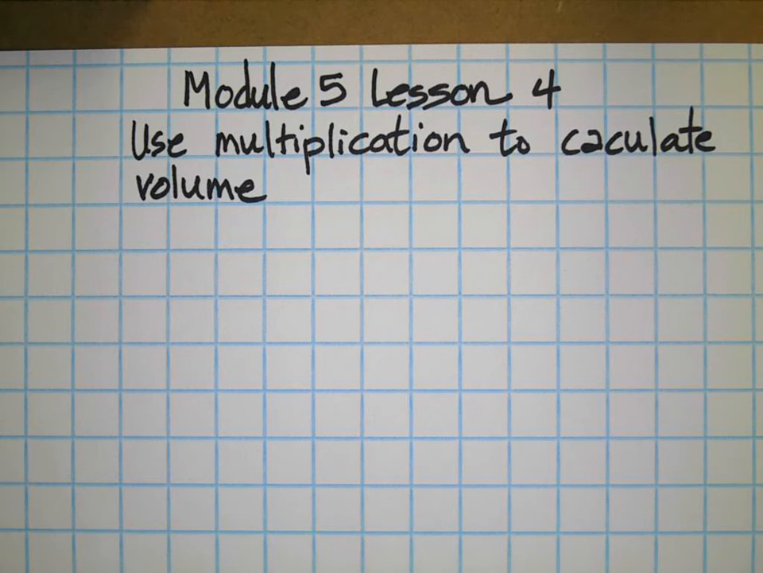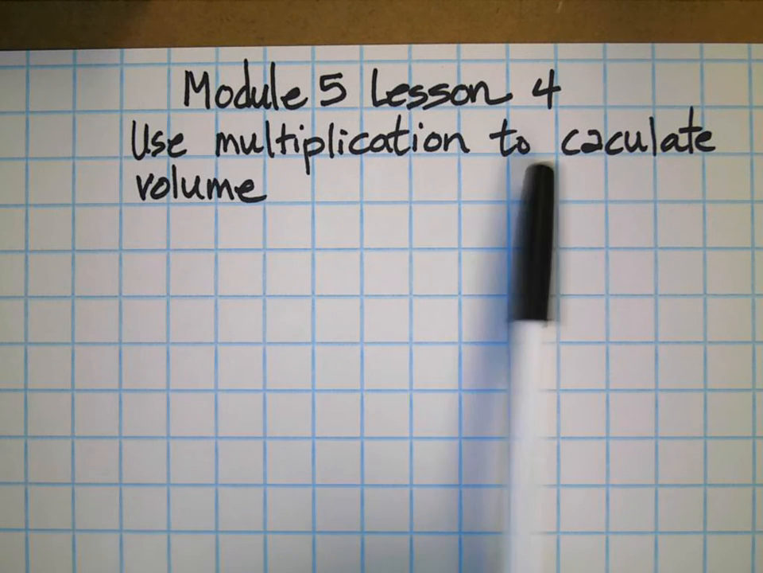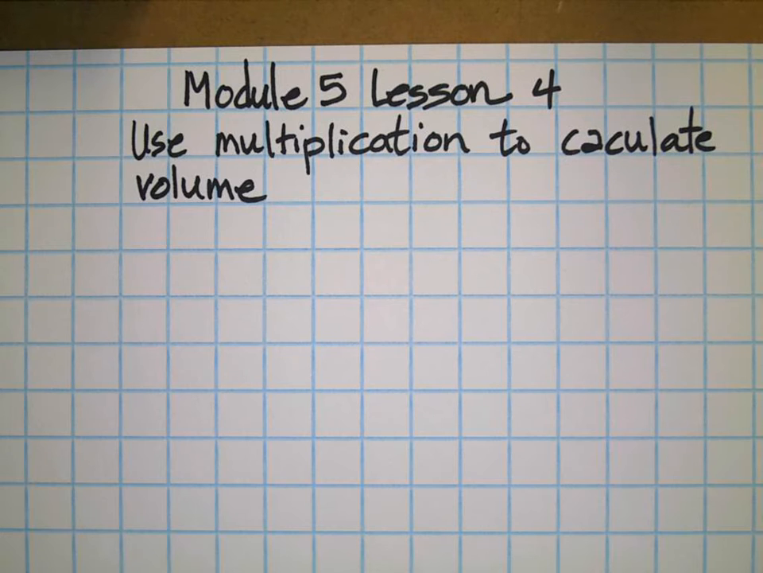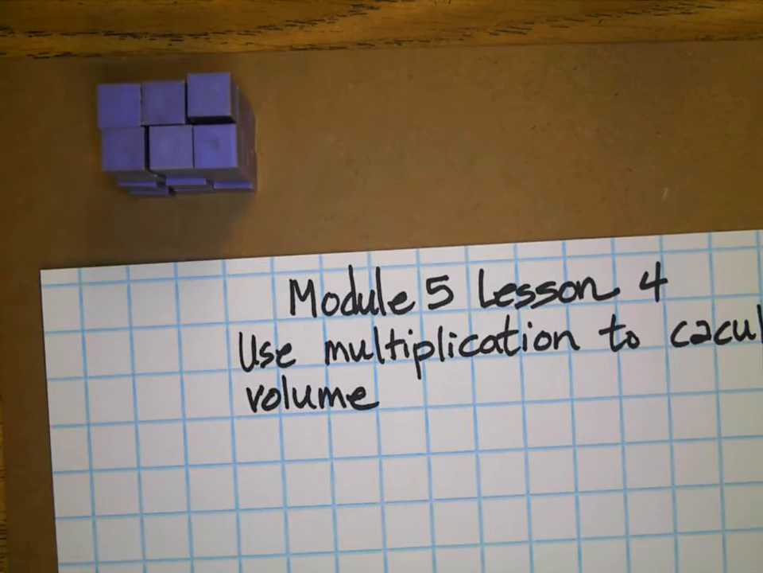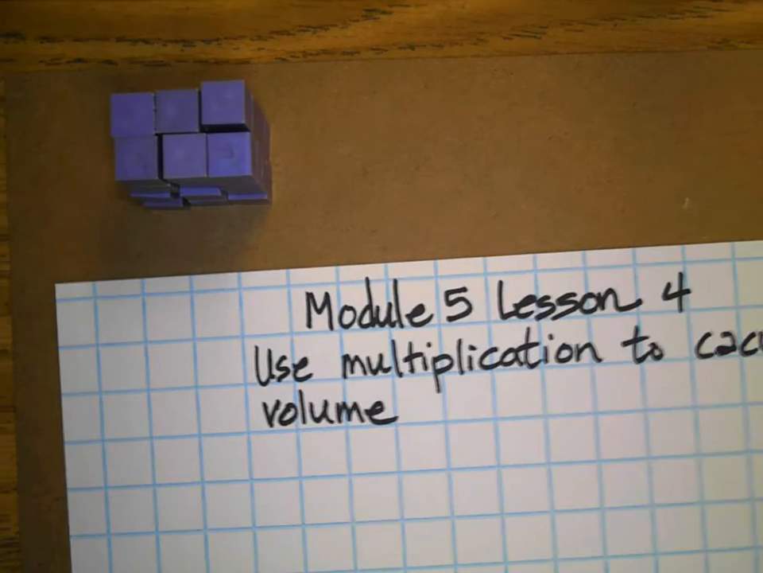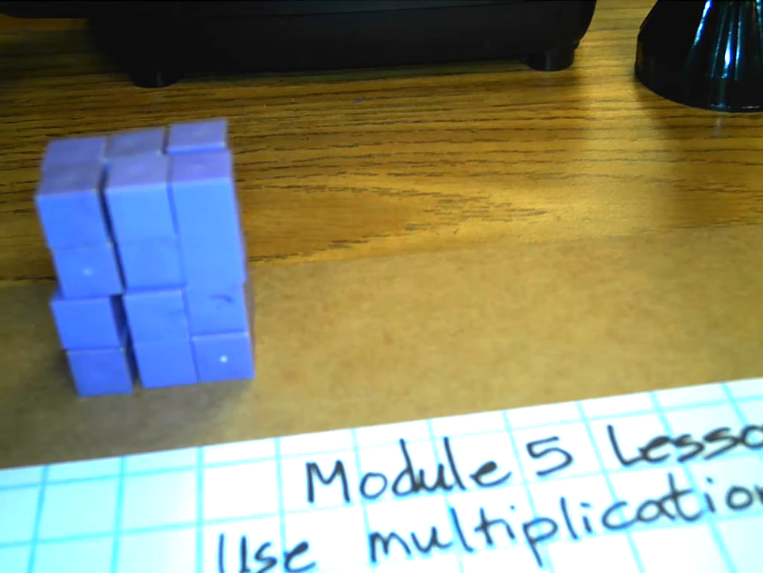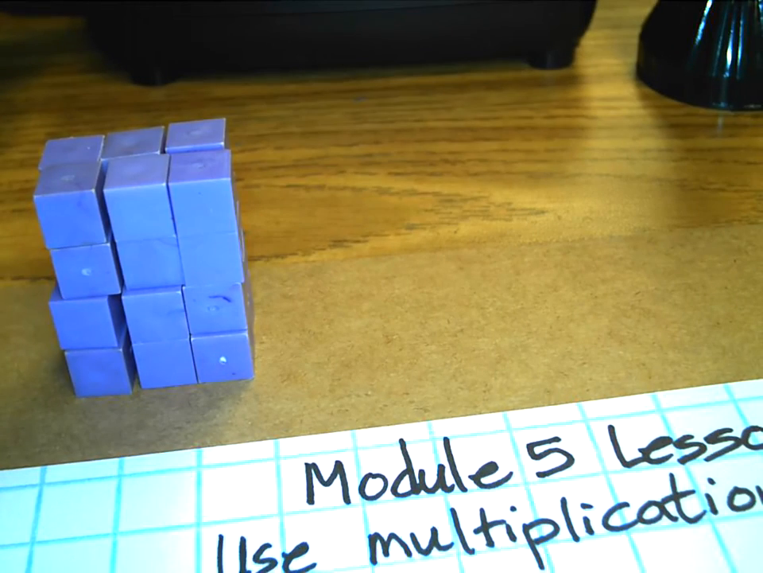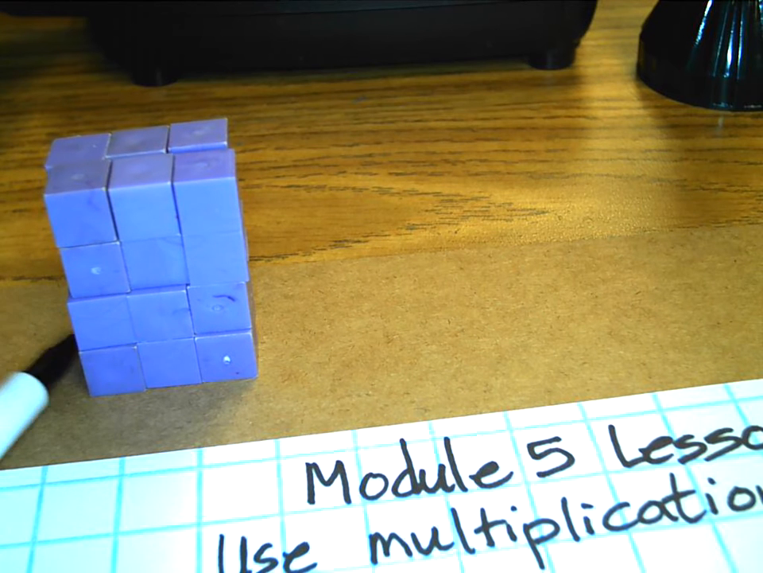All right, let's look at Module 5, Lesson 4. Use multiplication to calculate volume. I think some of you guys already are familiar with this, but let's dissect this a little more. We have a solid shape right here, and I'm going to give you the 3D video of this thing. So this is a solid shape, and it has a number of cubic units. As you can see, it's a little difficult to keep together, but let's see.